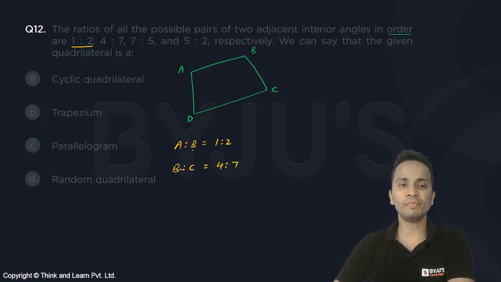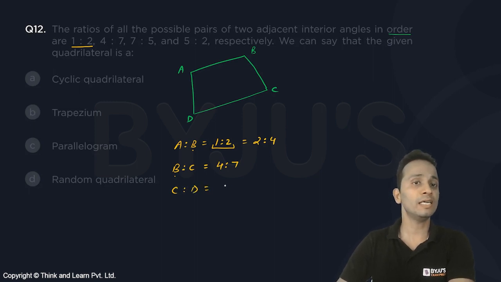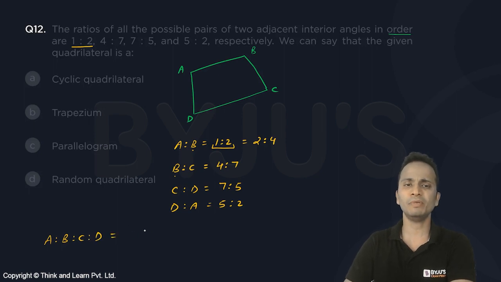Now since I have B common here, I'll multiply the first ratio by 2. I can write it as 2 is to 4. So now 2 is to 4 is A is to B, and then B is to C is 4 is to 7. It will continue. So C is to D, in the question it is given as 7 is to 5, and D is to A is given as 5 is to 2. So now combining all the four ratios, the ratio of angles A, B, C, and D is 2 is to 4 is to 7 is to 5.